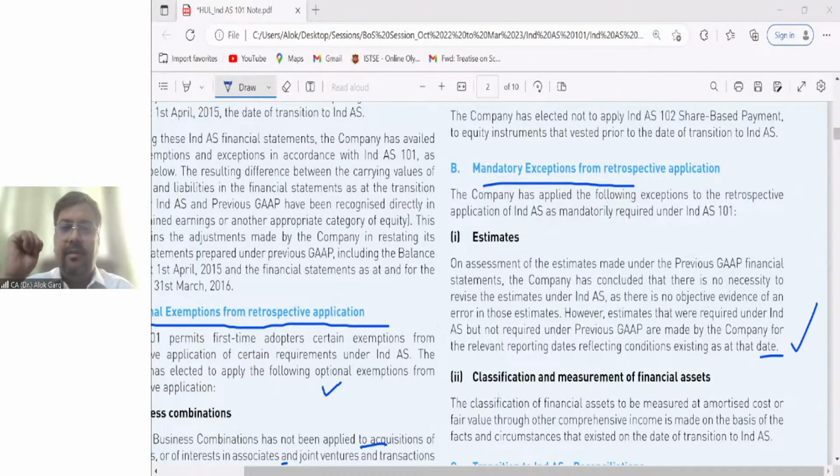So friends, now we are talking about something which has already been derecognized prior to the transition date, right? For example, there was a company and the company has sold its debtors to a factoring agency on a recourse basis in 2012. Do you understand this? What is meant by factoring agency?